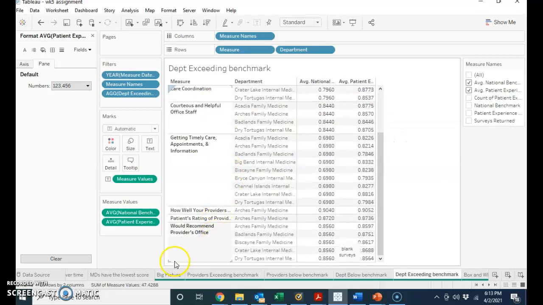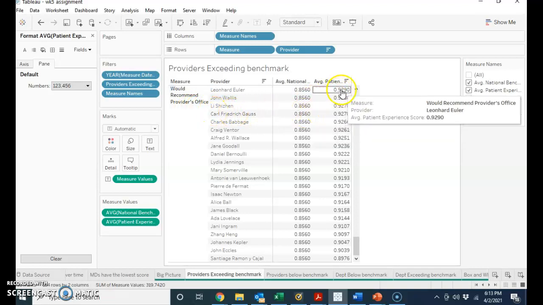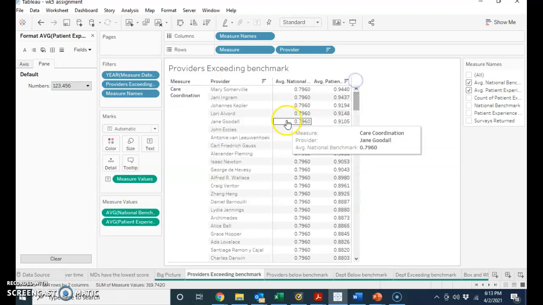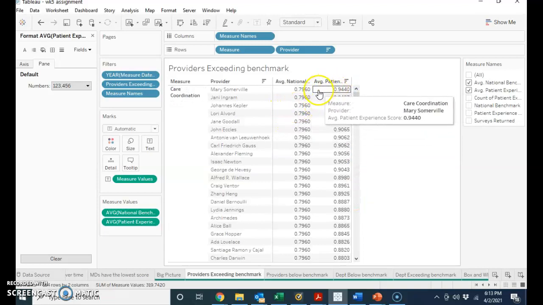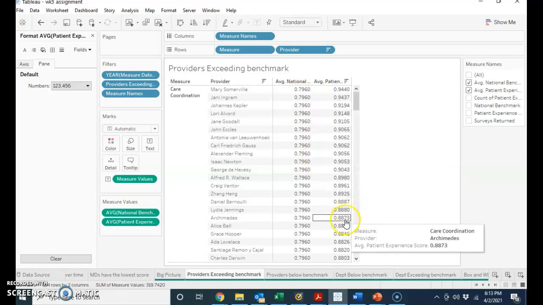And then we can drill down to the provider level and also see providers that are really exceeding in various measures. So we have it sorted against each measure, the provider score, and you can see how far they vary from the national average.